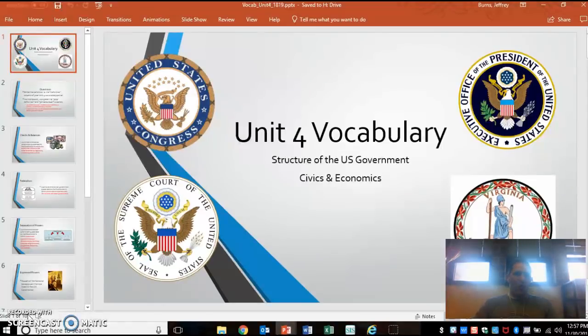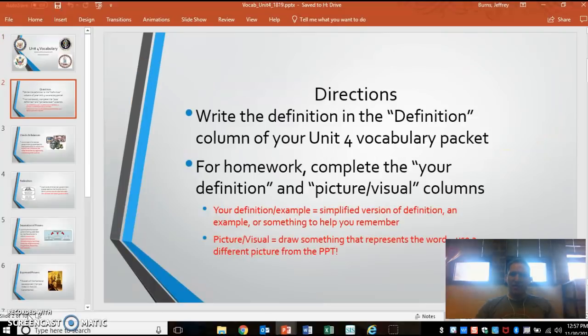All right, so you should have handout number 2 in front of you. You're going to take down the vocab words. Remember that you write in the definition now, and then for homework by the due date, which is posted in class, you'll have a quiz that day. You're going to do your definition or example columns and the colored picture visual columns. Make sure you use something different from the pictures and the examples I use.